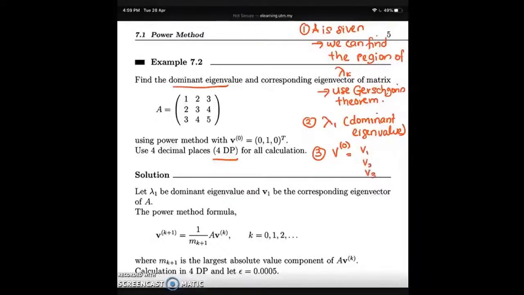The element V1 is equal to 0, V2 equal to 1, and V3 equal to 0. This is an element of the vector. You see I bold the V as the vector V0. I want to apply the power method. The step number 4 is to apply the eigenvectors and control the mk plus 1 to be less than epsilon.